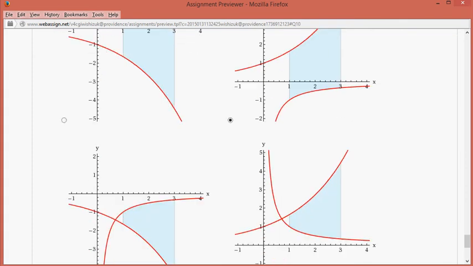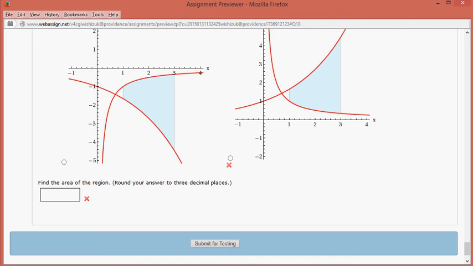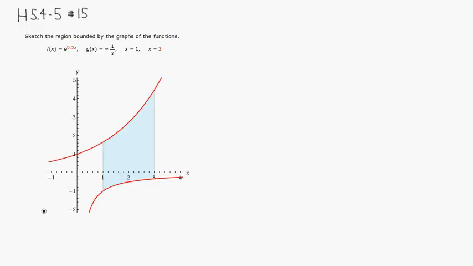Then what we want to do next is find the area. So let's do that. In order to find the area, we need to set up the integral. So this is going to be our area A, and the integral is going from 1 to 3. So the lower limit is 1 and the upper limit is 3. Then the top curve is the exponential function.